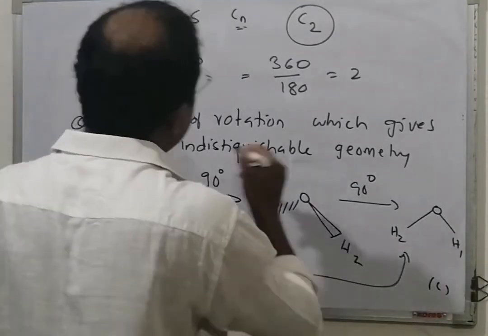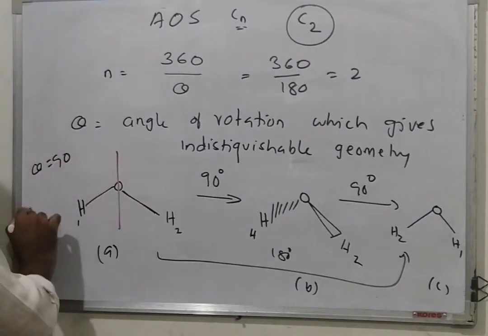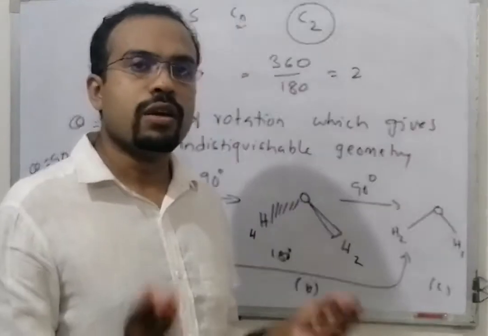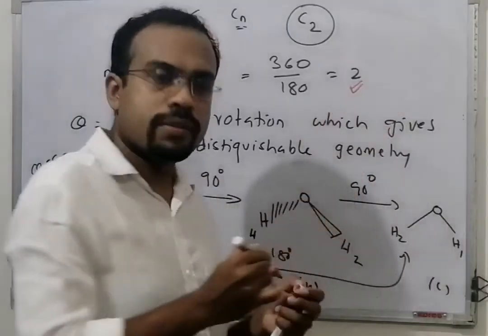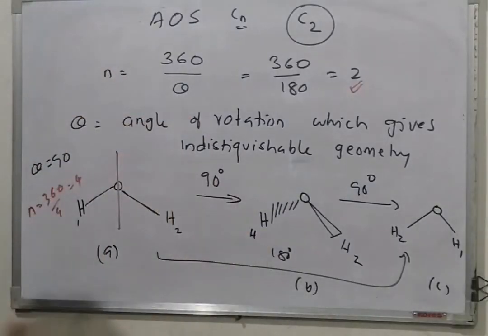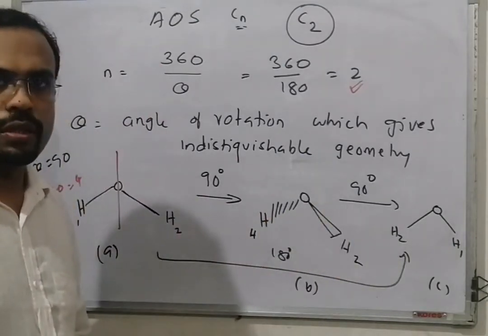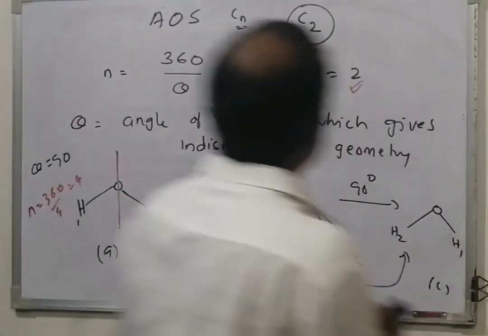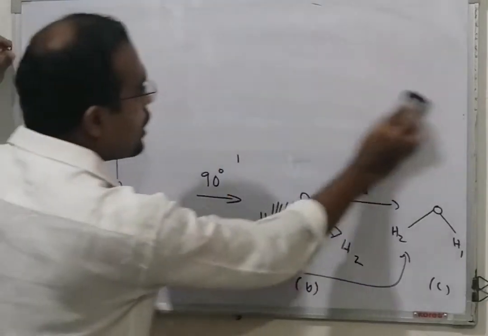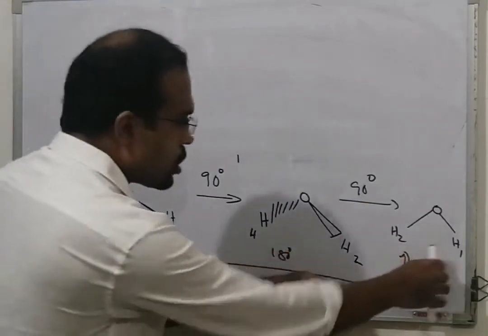Water has no C4; suppose theta is equal to 90 degree, n is equal to 360 by 90, that is 4. Water has no C4 axis. Water has only a C2 axis. Do you agree? Water has a C2 axis because when you rotate by 180 degree, it gives an indistinguishable geometry. Okay. Now, there is another word I have said, identical. Do you remember that statement? Indistinguishable, superimposable or identical.